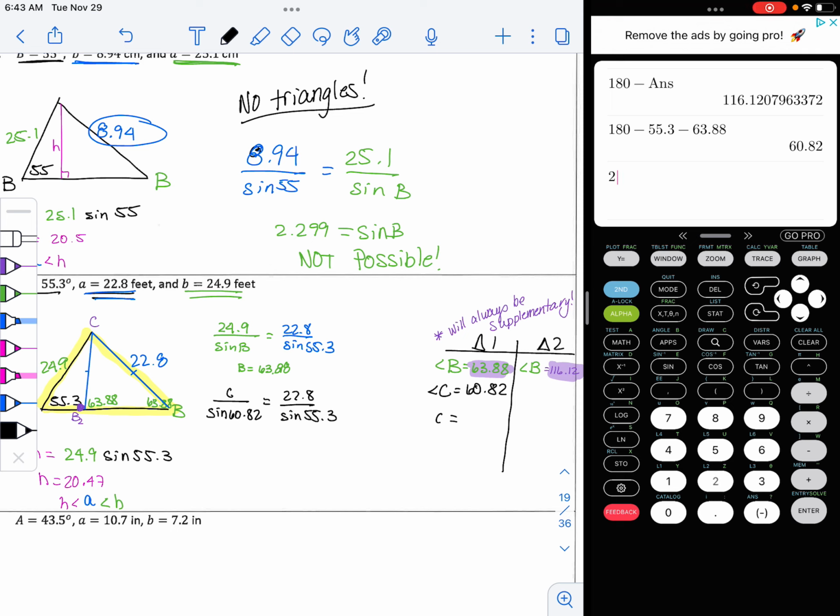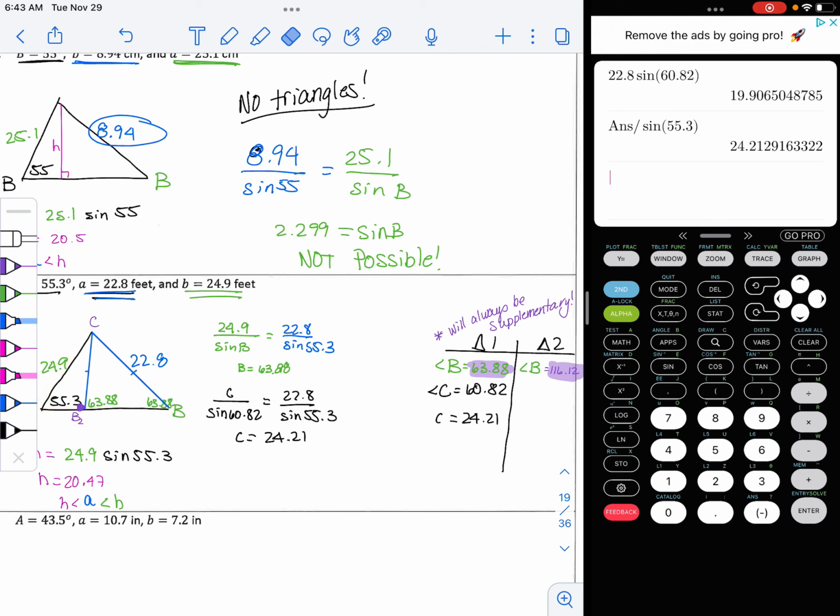Do my cross multiplication, and I get side C to come out as 24.21. And that's the yellow triangle.